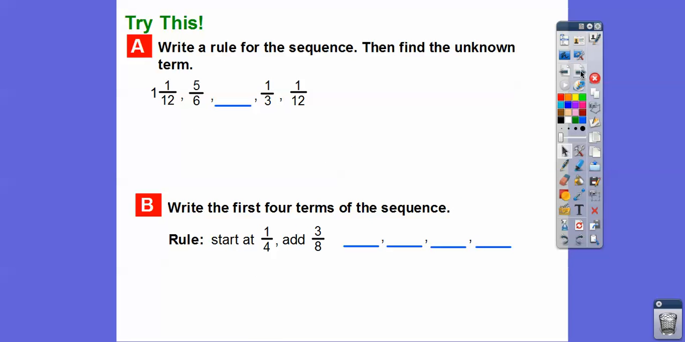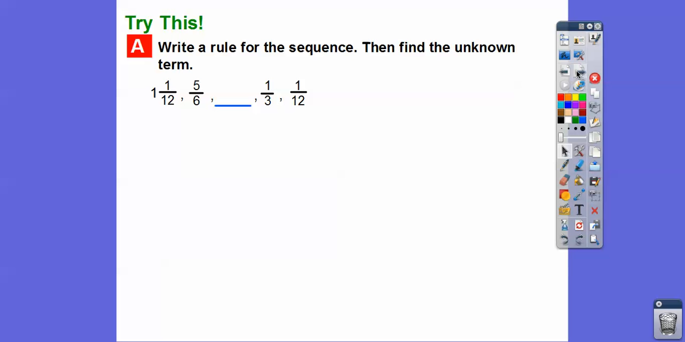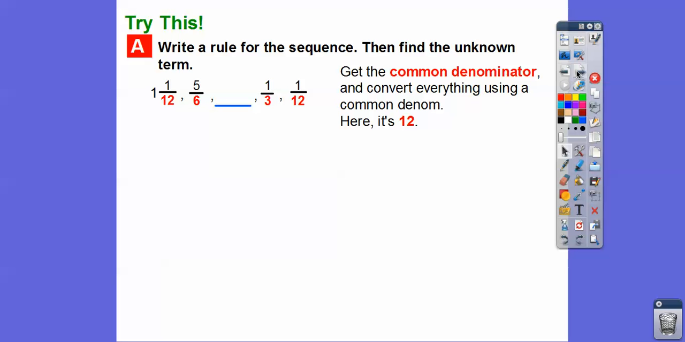All right, so write a rule for the sequence and then find the unknown term, and then this one, we'll do second. This one says write the first 4 terms, and here's the first term, and then we're going to add 3/8. All right, let's do this one first. Let's get common denominators. So this is 1 1/12, 5/6, 1/3, and 1/12. So they all go into 12, so we're going to convert these to a common denominator of 12, okay?